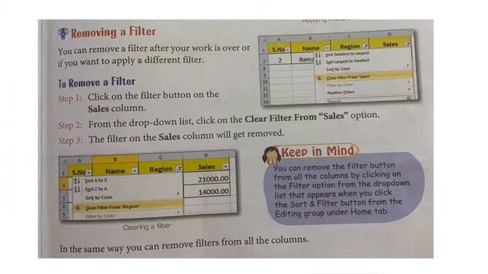Removing a filter. Now if I want to remove a filter, for example, if I want to remove a filter from reason, just click on the reason. Then from here you will choose clear filter from reason. The filter will be removed from reason column. Similarly, you can remove the filter from any column or the whole worksheet.